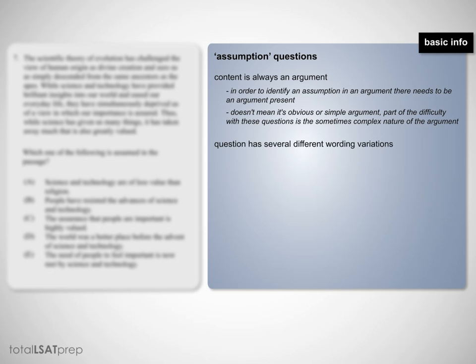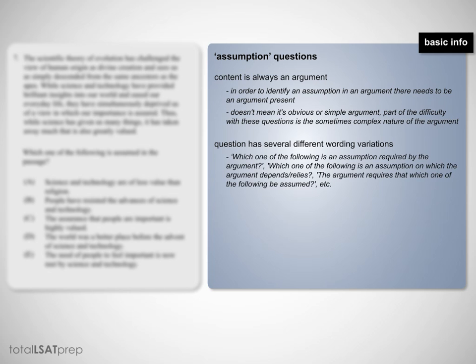Okay, so this question has several different wording variations. You see the one we have up here is which one of the following is assumed in the passage, or it could also say which one of the following is an assumption required by the passage, or which one is an assumption on which the argument depends or relies, or the argument requires one of the following assumptions, or one of the following to be assumed. So essentially, you're going to get some variation on assumption or assumed in the question type. So you need to be on the lookout for that.